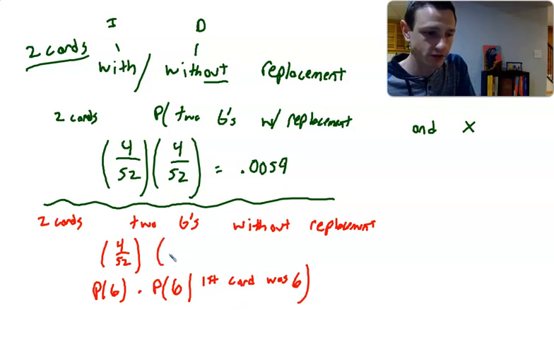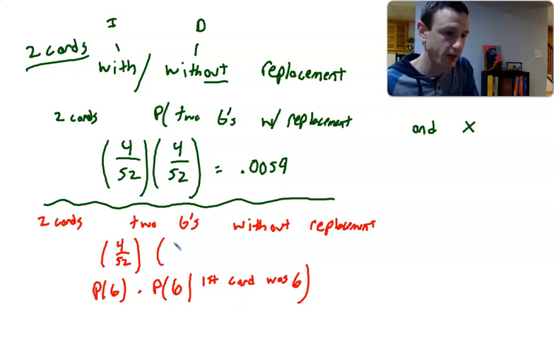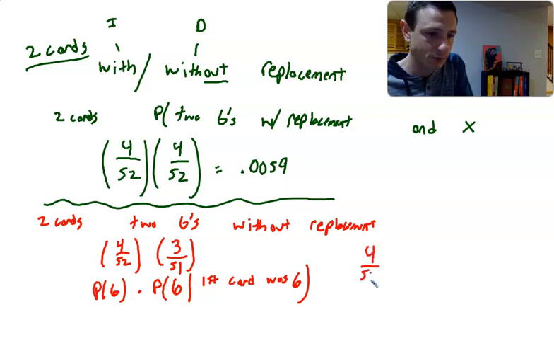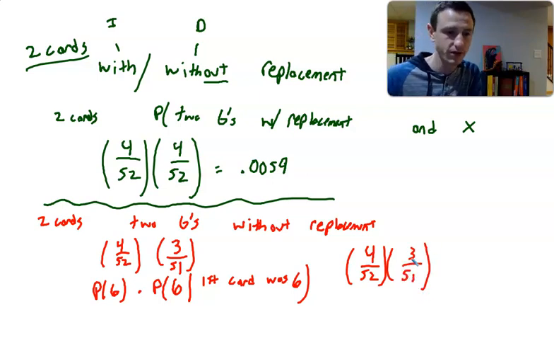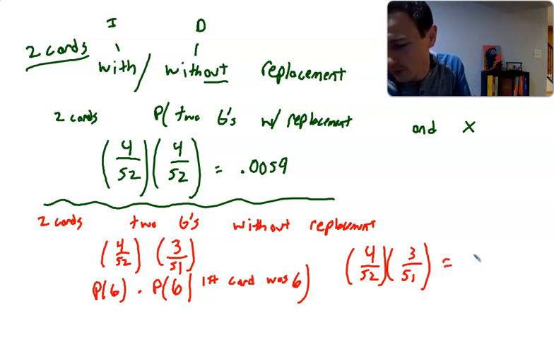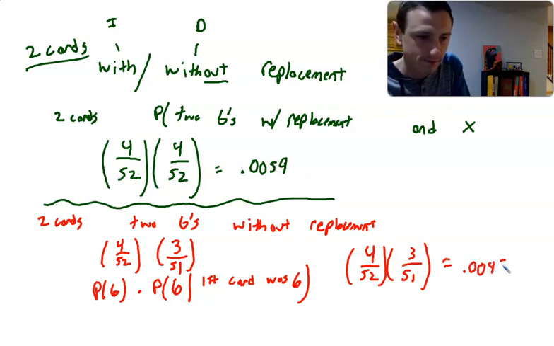So if the first card was a 6 and I didn't put that card back in, that means I now have 3 6s out of 51 total cards. So let me rewrite this out. So 4 out of 52, probability of pulling a 6, times the probability of pulling another 6, given the first card was a 6. So we're down to 3 6s out of 51 total cards. 4 out of 52 times 3 out of 51 is going to be 0.0045.